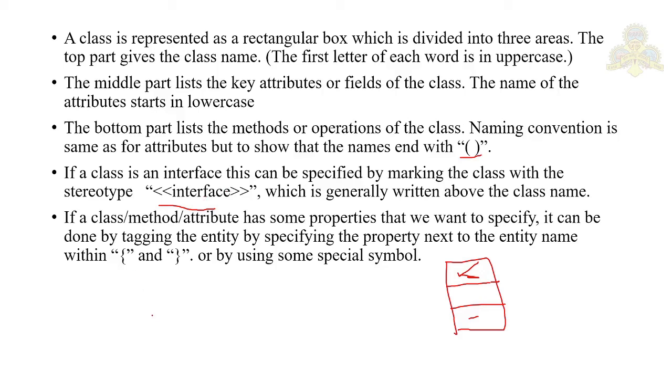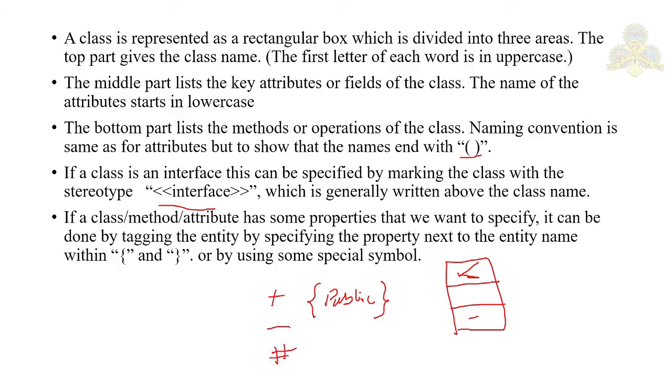Okay, and if your class methods and attributes have some properties or access specifiers, the access specifiers can be represented like this. Suppose you have public, right? You have to write public within the open and close brackets. Otherwise we have some special symbols for that. So plus represents public, minus represents private, and hash represents protected.